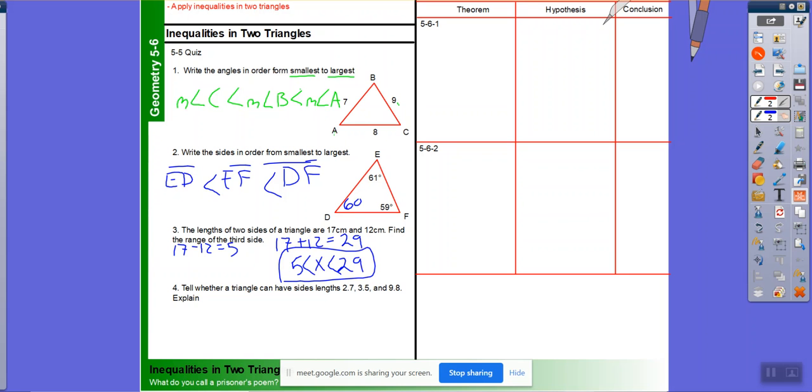All right, tell whether the sides can make a triangle. So we have 2.7 plus 3.5, and that is equal to 6.2. 6.2 is less than 9.8, so no!